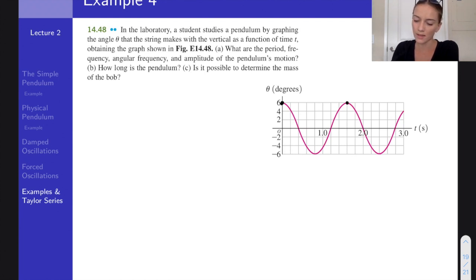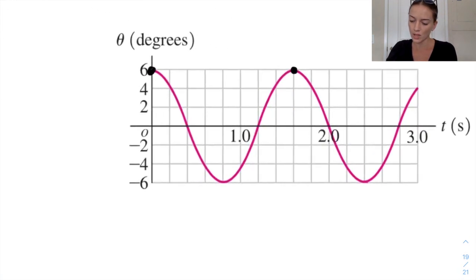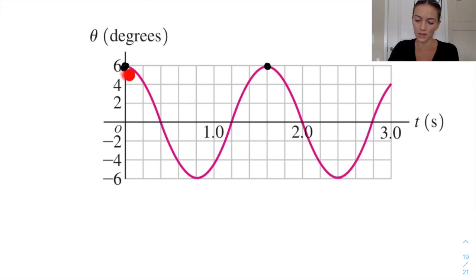So here we have a student studies a pendulum by graphing the angle theta that the string makes with the vertical as a function of time. We obtain this graph here, and we want to know first the period, frequency, angular frequency, and amplitude of these oscillations. So to find the period, we just have to look how long it takes to complete one full oscillation. So one full oscillation will be from here to here. So we just have to see how much time this takes.